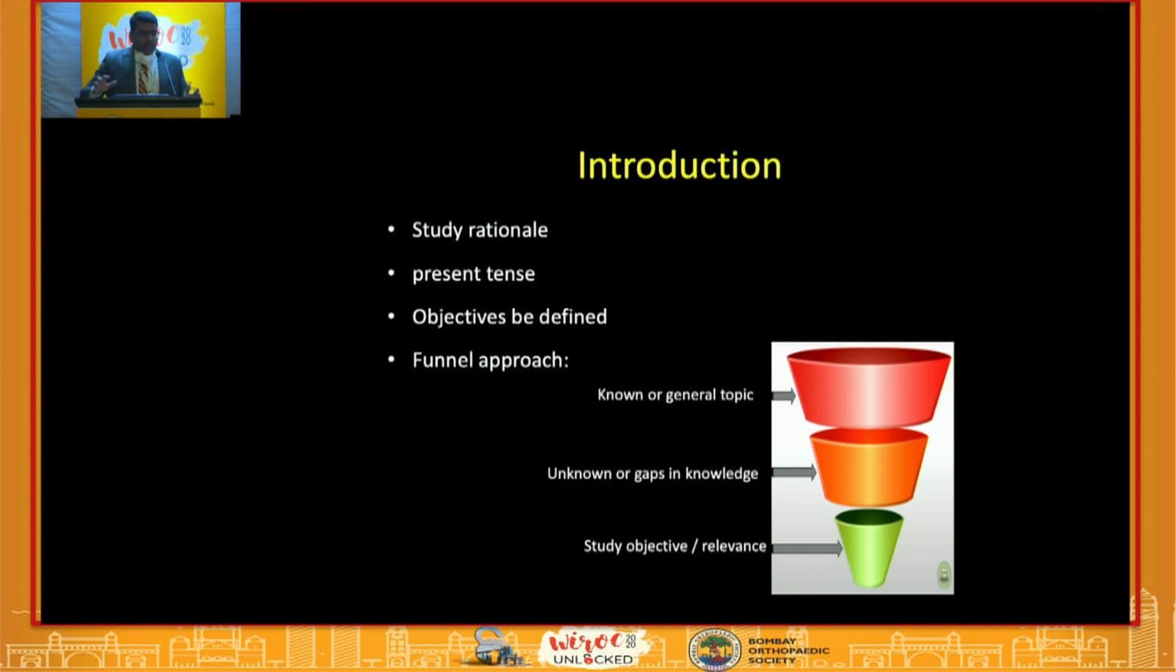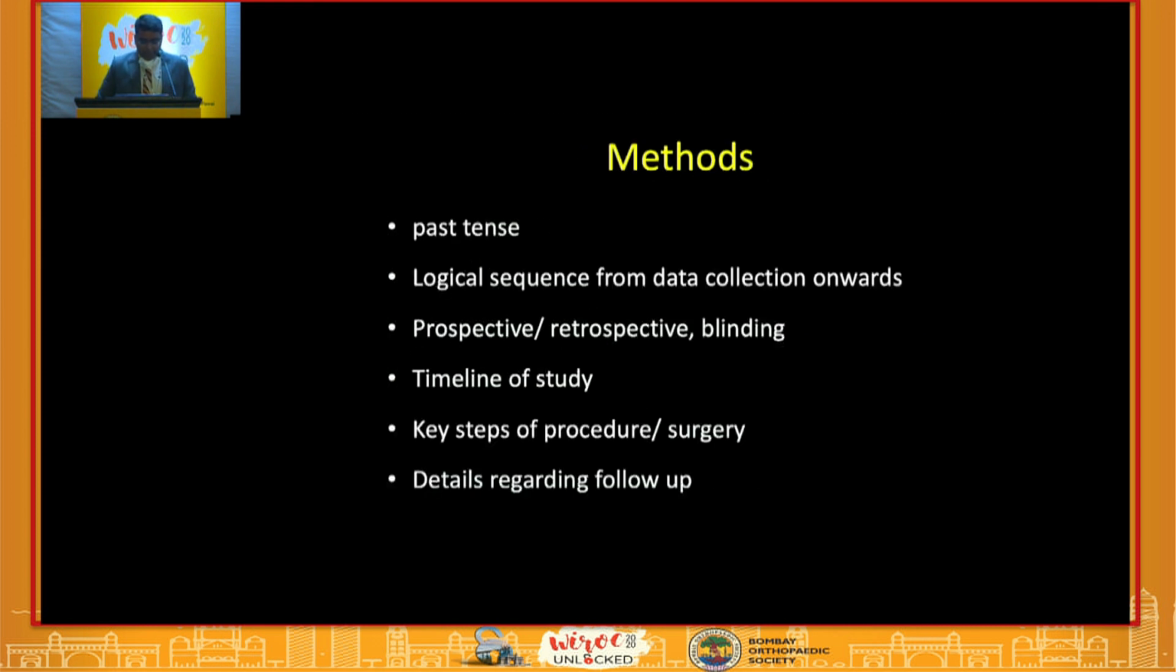So when we are thinking of writing an introduction, that explains the rationale of my paper. It has to be written in the present tense, and the objectives have to be defined as I have told you. We follow the funnel approach while writing the introduction. That's when we start off with something that is known to the masses. Then we describe what the lapses or gaps in knowledge are, and then we funnel down to whatever we need to focus on in that particular paper.